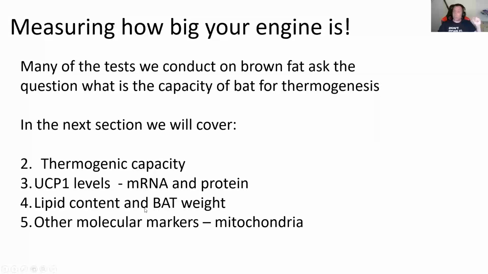because we've done that quite a lot. We're going to talk about BAT weight. You'll often see BAT being weighed and its weight reported in the literature. What does that mean? And then we're going to do a little bit about mitochondrial markers and a specialized case of that, because that's really a whole separate topic, investigating mitochondrial function.